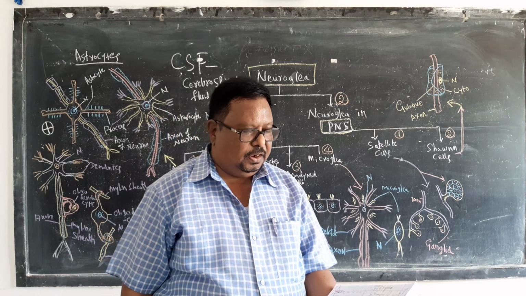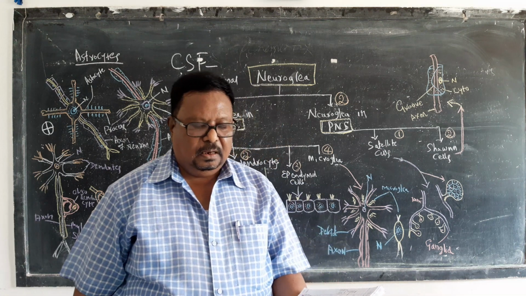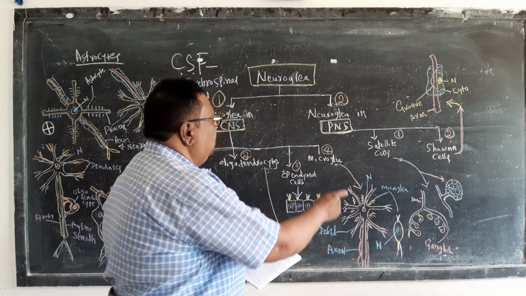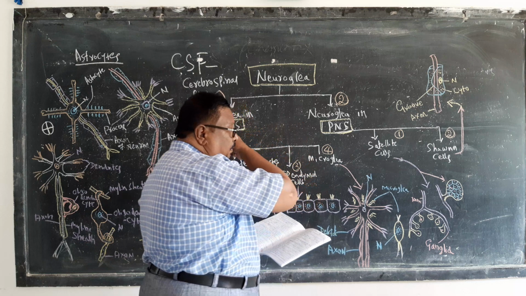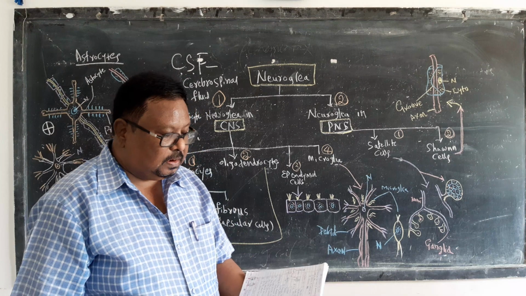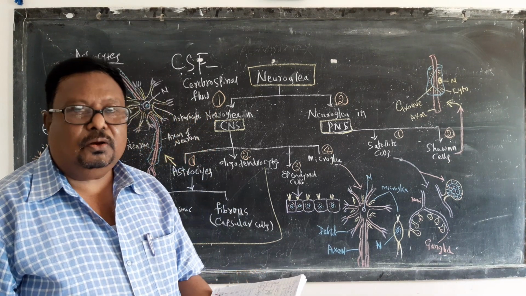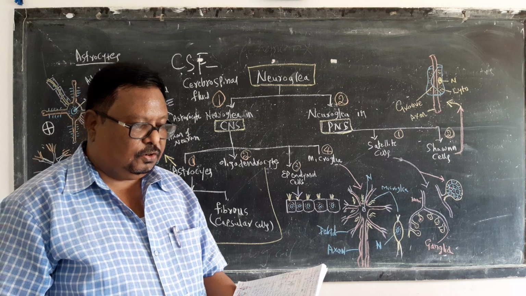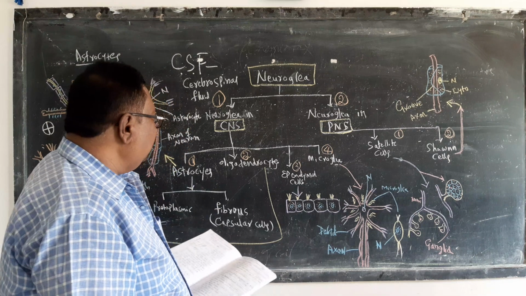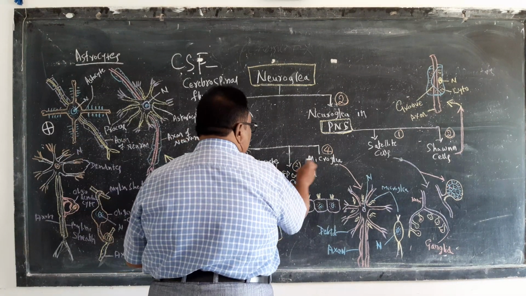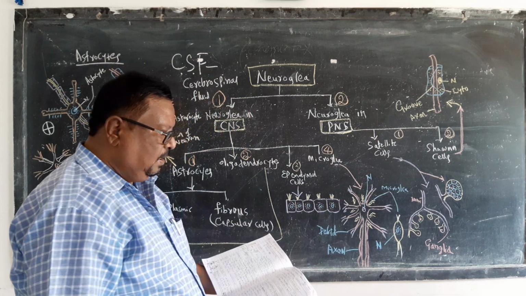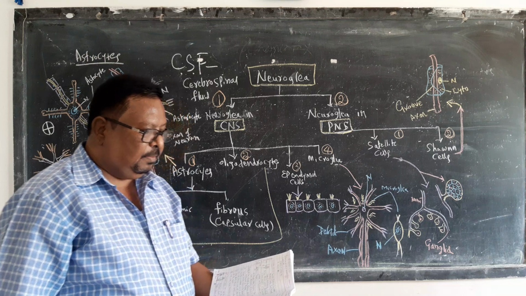Now coming to the functions of the Schwann cells, they provide myelin sheath to axons in the peripheral nervous system. They are similar in function to oligodendrocytes and microglia cells. The functions of these two types are carried out by the Schwann cells.